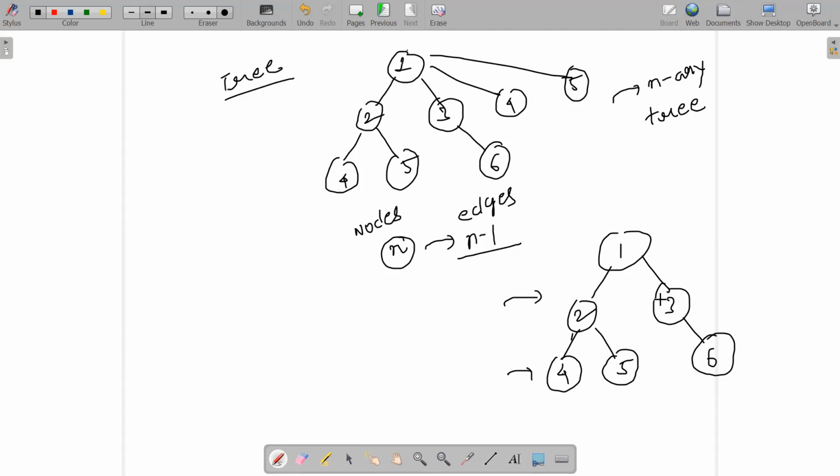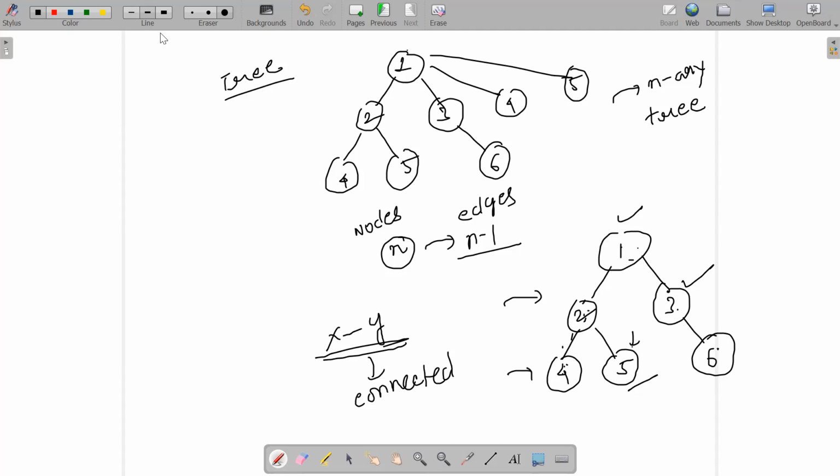Yes. If you wish to reach 5, you can go to 2, then reach 5. If you wish to reach 1, you can try visiting 4, 2, and 1. If you wish to reach 3, I can try visiting 2, 1, and 3. This is the path. Again, 4 to 6: there is again a path, 2, 1, 3, 6. So what we are getting here? Any node X is connected to any other node Y inside a tree. So that's why a tree is fully connected in nature.